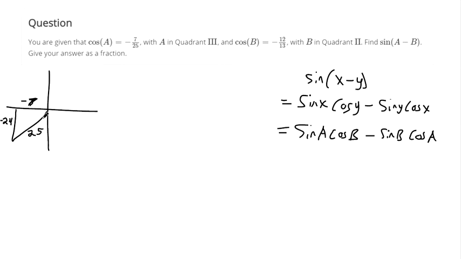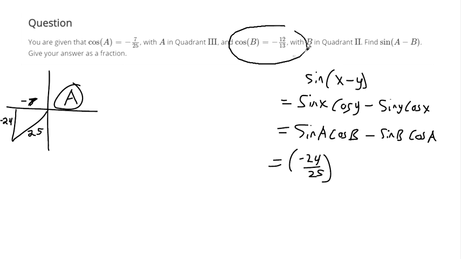So now we have enough information to say this is angle A, right? So this is for angle A. Sine of angle A, looking for my reference angle, it's negative 24 divided by 25. It's the opposite divided by the hypotenuse. And then cosine of B, that was something they already gave us.